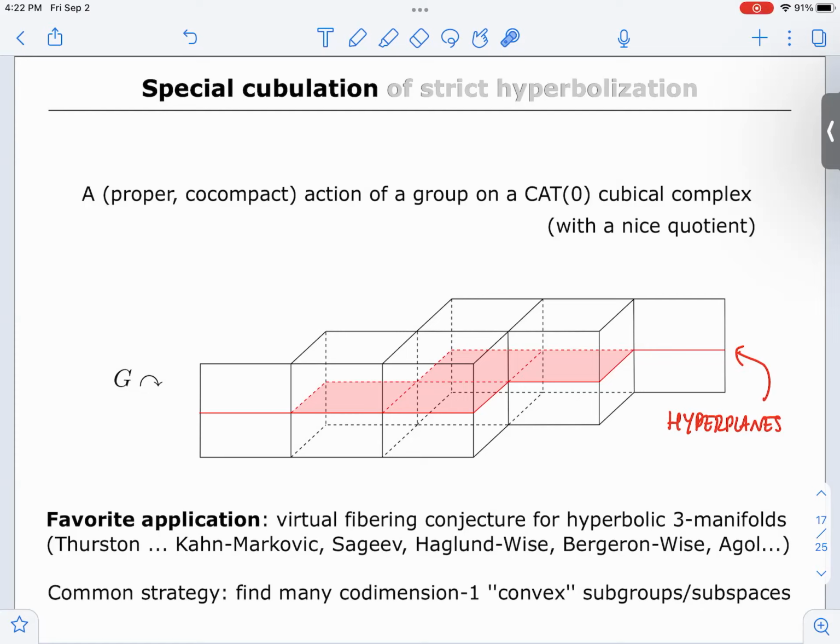Personal favorite application here is to the theory of 3-manifolds, to the virtual fiber conjecture. So the statement that every closed hyperbolic 3-manifold is virtually a surface bundle over the circle. One of the steps in that theorem that is due to all these people together is showing that the fundamental group of such a manifold has a special cubulation. And the usual way that the thing is done is by looking for things that look like hyperplanes. So things that look like codimension 1 convex things.